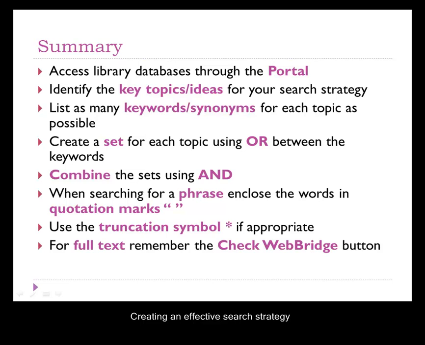So in summary, to access library databases, first log on to the university portal. When you're using your search strategy, first identify the key topics or ideas for your strategy. Then list as many keywords or synonyms for each topic as possible. Create a set for each topic using or between the keywords. Then combine those sets using the word and. Remember, when searching for a phrase, enclose the words in quotation marks, and you can also use the truncation symbol, the asterisk, if helpful and appropriate. For full text, remember that you can check the WebBridge button to find out if the library has access.